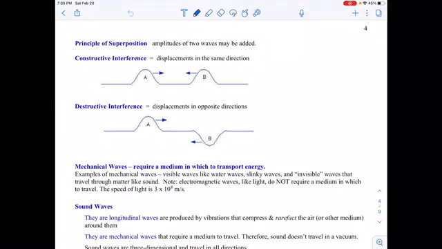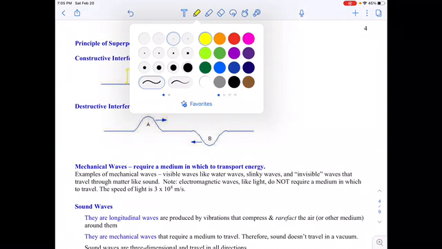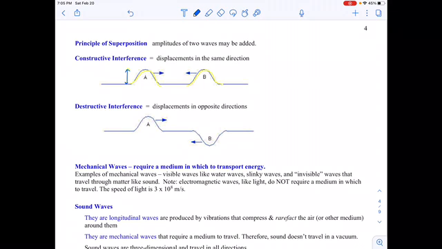A few more properties of waves. One is the principle of superposition, which says that the amplitudes of two waves may be added together. If the amplitudes are on the same side, as these both are, we would say they are in phase with each other, and we would simply add the amplitudes together. So if wave A has an amplitude of 1 and wave B has an amplitude of 1, when these sum together in the center, they would have an amplitude of 2.